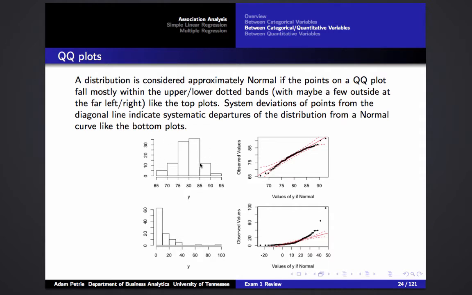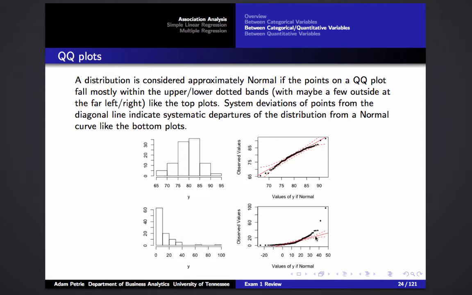Here's a histogram of a distribution of y, and we see that it looks kind of like a normal curve. And indeed, looking at the QQ plot, those points are inside the upper and lower dotted bands. This distribution is very obviously quite skewed, and that's reflected in this systematic bend in the QQ plot.